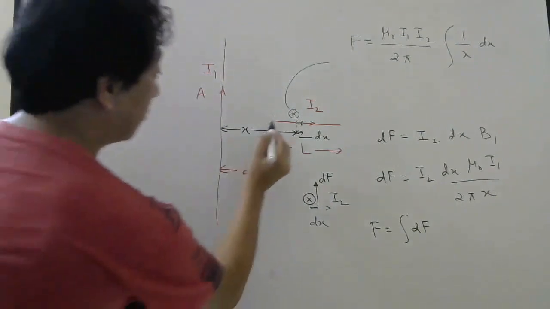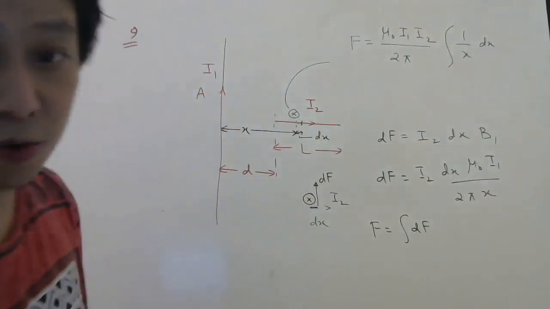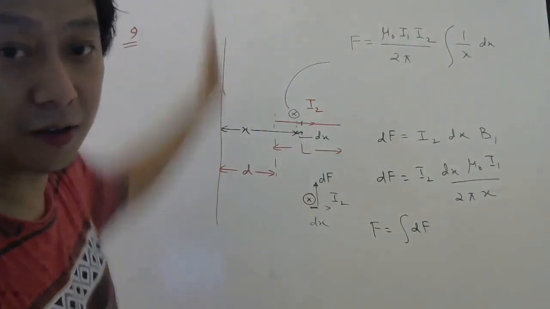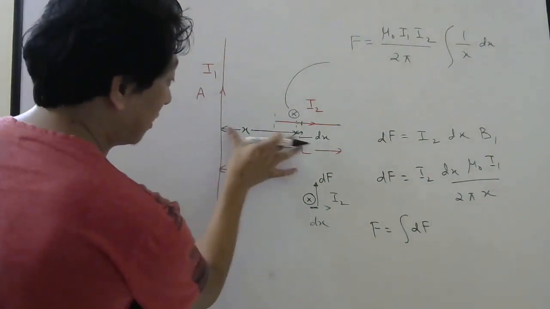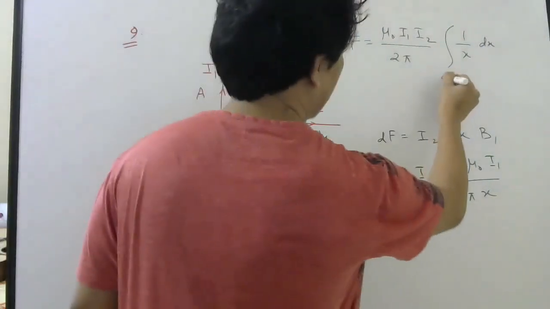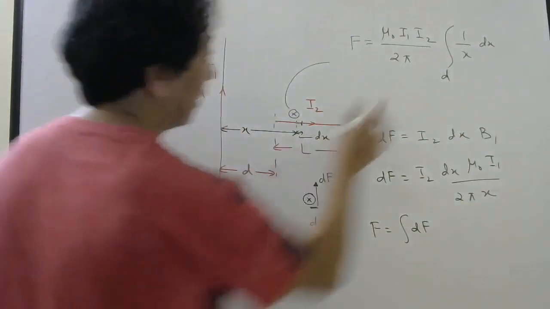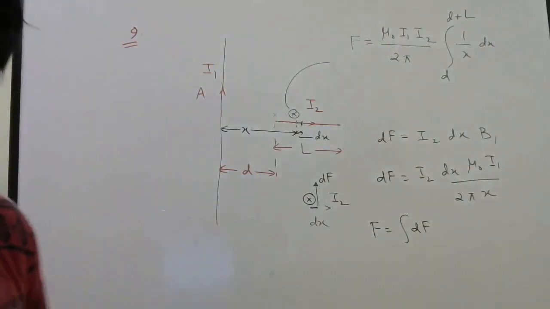Now I have to find the force on this part till I reach this part. Correct? Because the question was to find the force on this wire due to the current in this other wire. So when I am here, what will be my x variable? d. And when I reach here, what will be my x variable? d plus L. So that is how I should find the limits of integration.